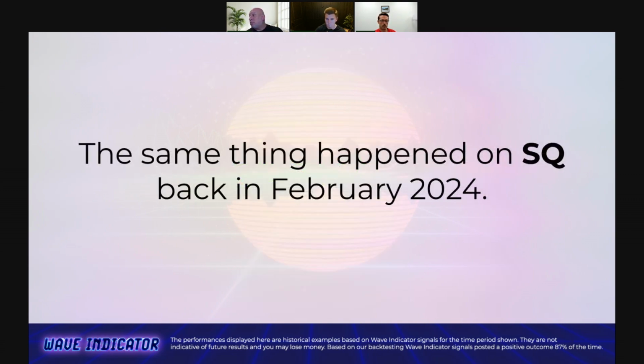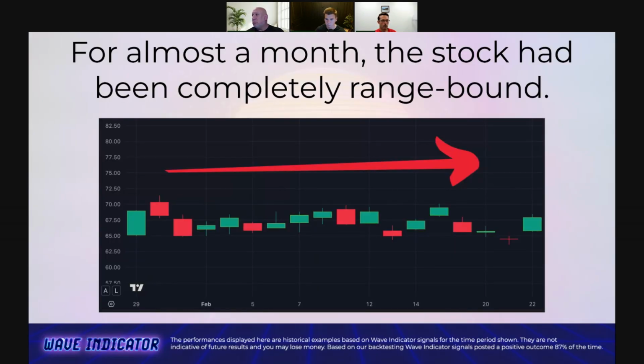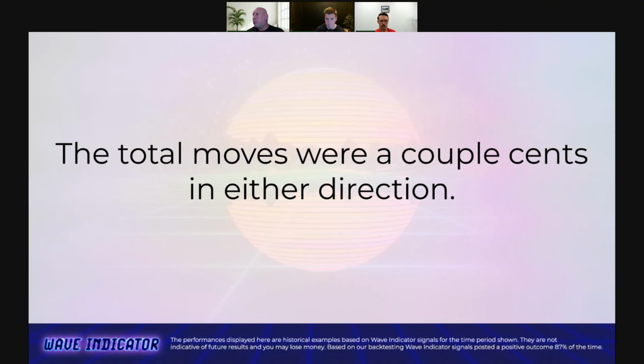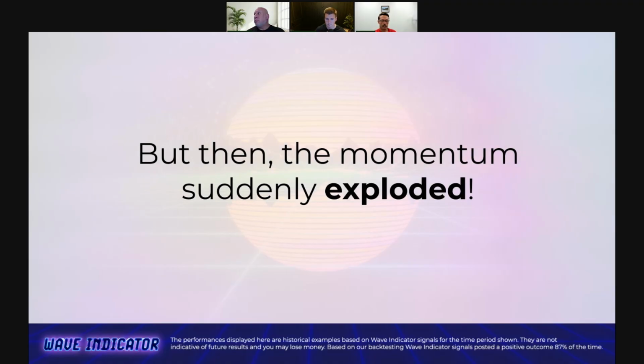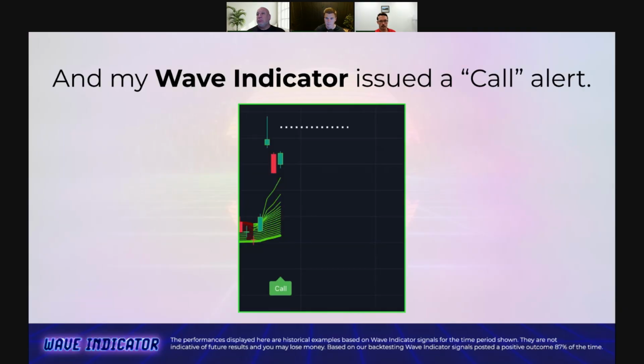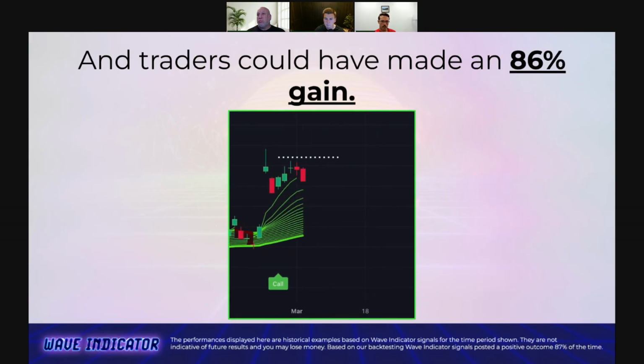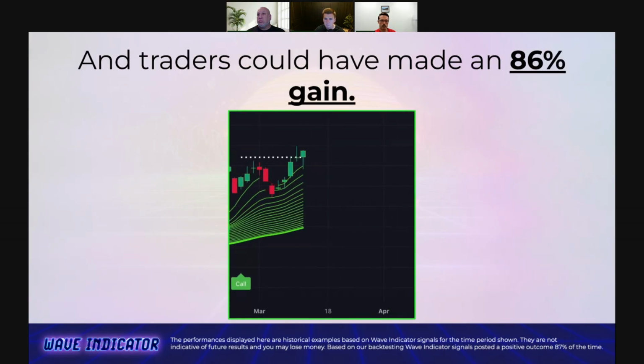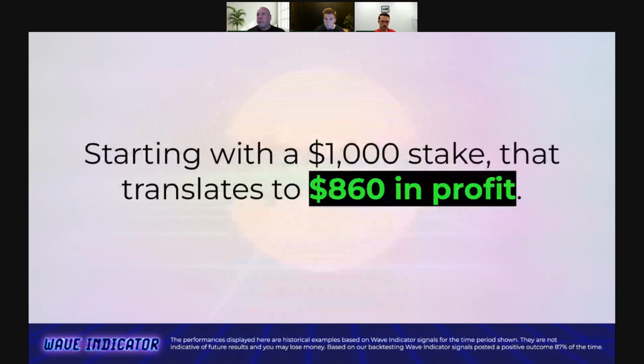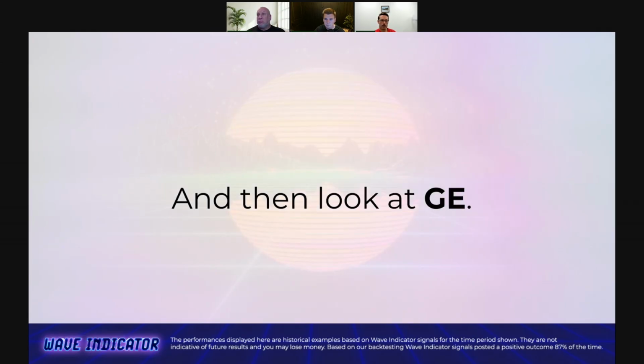Now, the same thing happened on Square back in February 2024. For almost a month, the stock had been completely range-bound. The total moves were a couple cents in either direction. But then, again, momentum had been building up under the hood, and it suddenly exploded. My wave indicator issued a call alert. Over the next 9 days, Square pushed higher. Traders could have made an 86% gain as it jumped over that profit target line. So starting with the grand, that translates to $860 in profit.